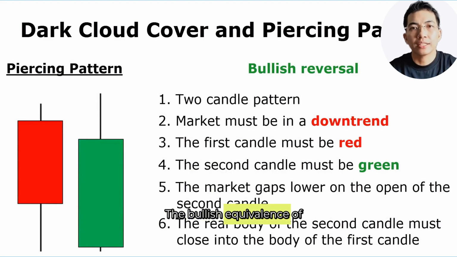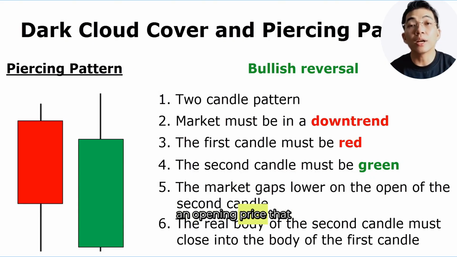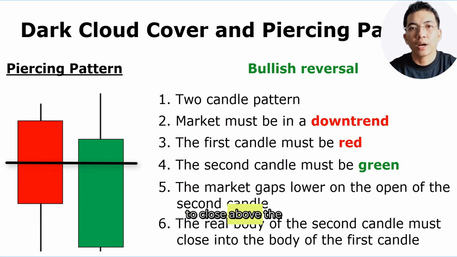The bullish equivalent of the dark cloud cover pattern is the piercing pattern. So for this pattern, the market must be in a downtrend and the first candle must be red, in line with the downtrend. The second candle must be green and this time the gap is a gap low. That means that the second candle starts at an opening price that is lower than the closing price of the first candle. Once again, last condition is that the second candle closes into the body of the first candle, and we may add that it needs to close above the first half of the real body of the first candle.